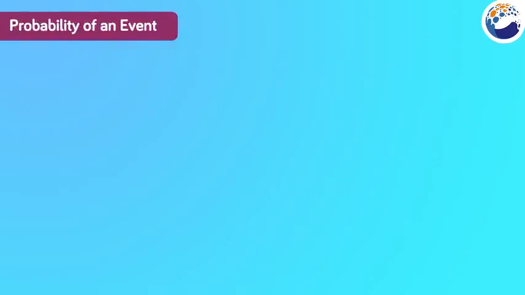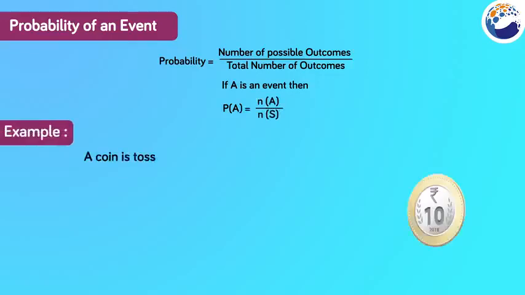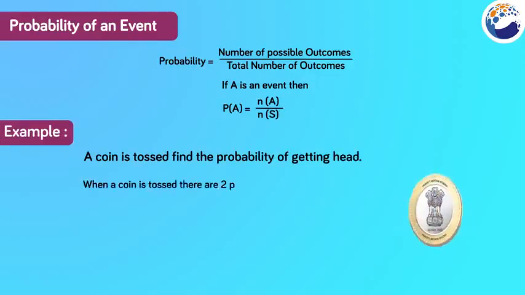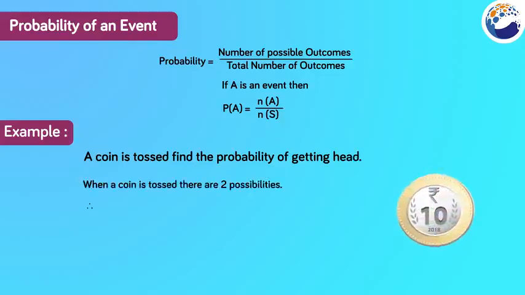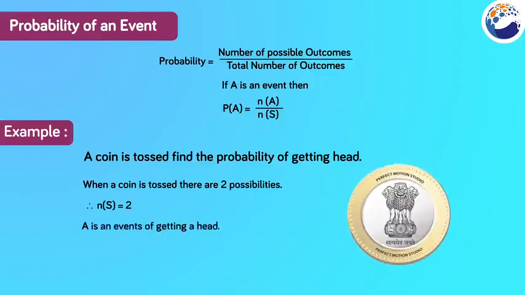Probability of an event. Probability of an event is the ratio of number of possible outcomes to the total number of outcomes. If A is an event, then probability of event A is number of elements in A upon number of elements in sample space S. Example, a coin is tossed. Find the probability of getting head. When a coin is tossed, there are 2 possibilities, a head or a tail. Therefore, number of elements in sample space is 2. A is an event of getting a head. There is only 1 element in event A. Therefore, P of A is equal to N of A upon N of S, which is equal to 1 upon 2.